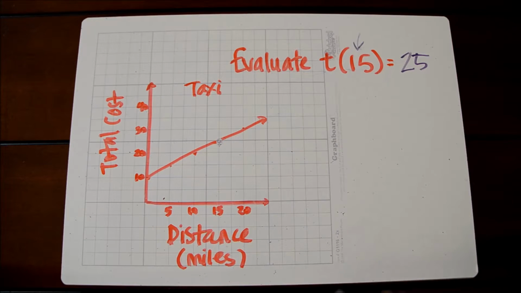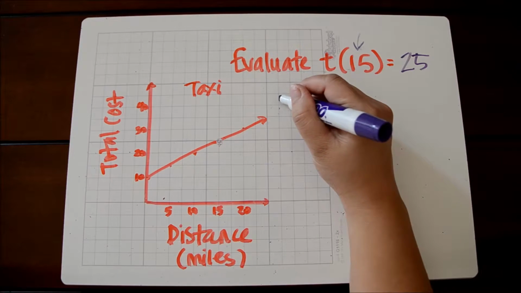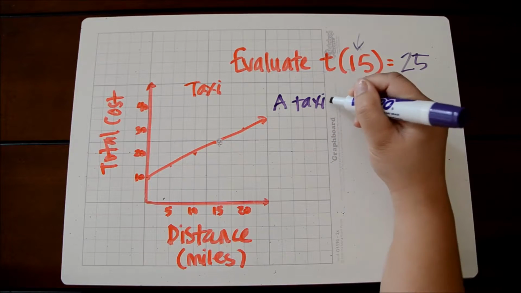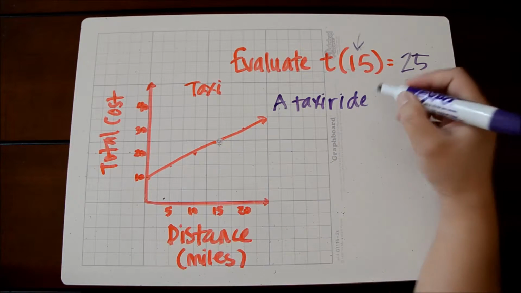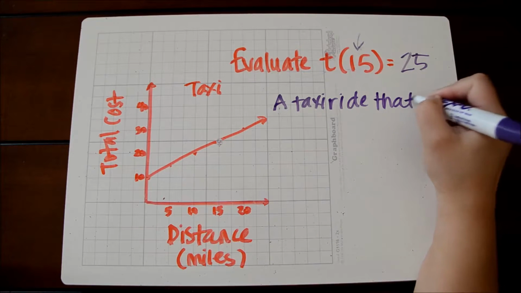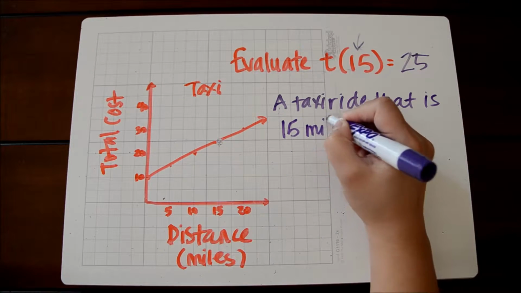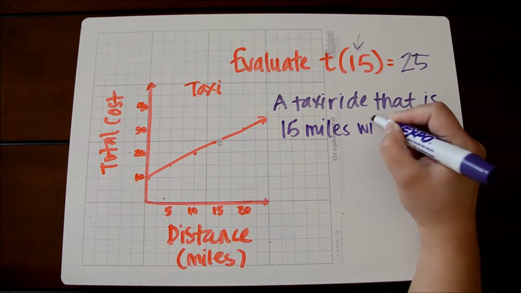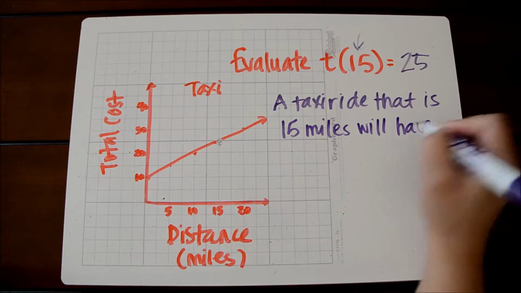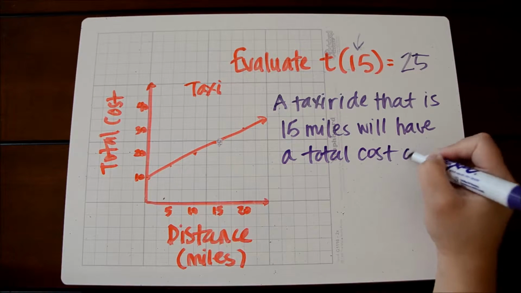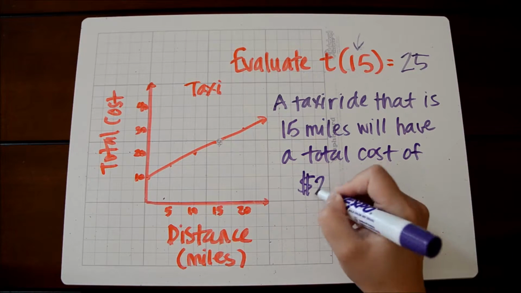If you're asked to demonstrate or to explain what t of 15 equals 25 represents, you would say that it represents a taxi ride that is 15 miles, will have a total cost of $25.